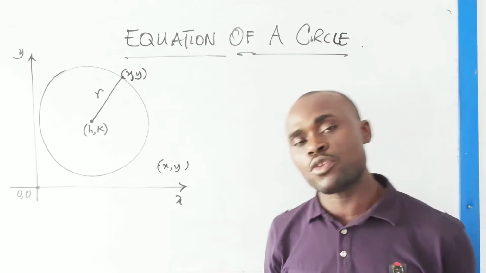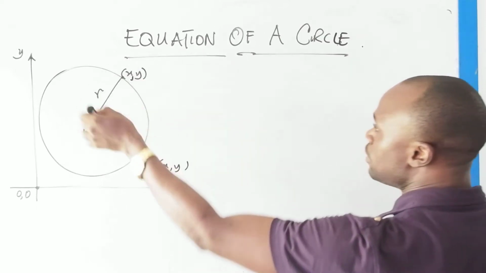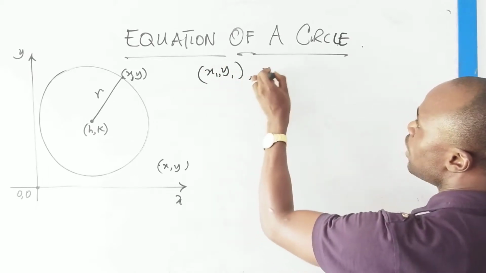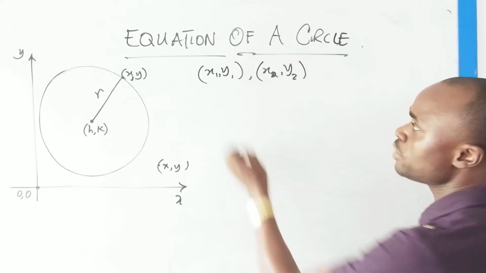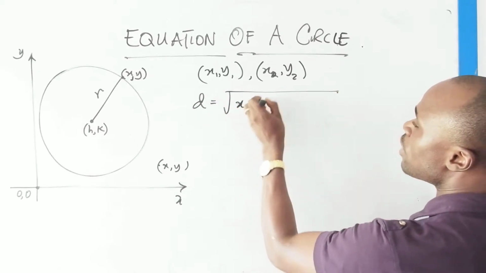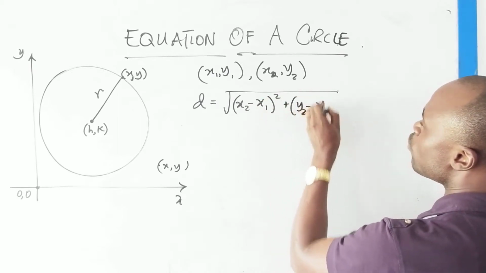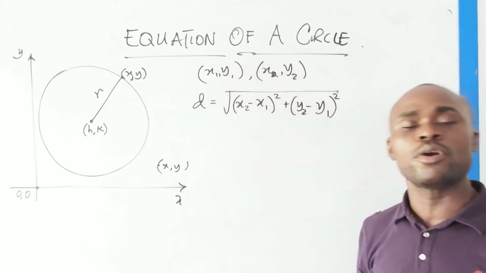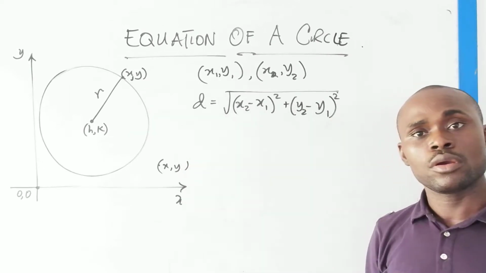You remember in my last video I discussed the distance between 2 points. Whenever we have 2 points, if this is x1 and y1, and we have another point x2 and y2, the distance between these 2 points is the square root of x2 minus x1, and this is y2 minus y1, all squared. So this is the distance between 2 distinct points on a plane. And this is the formula we use. I'm going to apply that formula in deriving the equation of a circle.